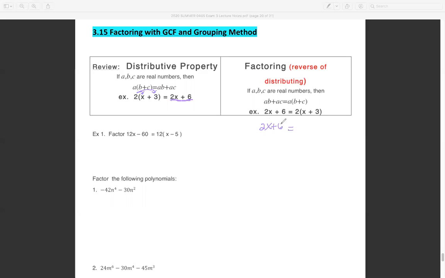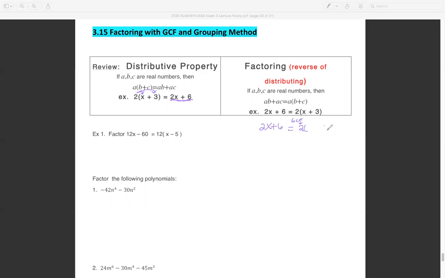Between 2 and 6, the greatest common factor is 2, because 2 divides evenly into both of these numbers with a remainder of 0. For example, 2 divided by 2 is 1, the remainder is 0. 6 divided by 2 is 3, remainder 0. So this is your greatest common factor right here.